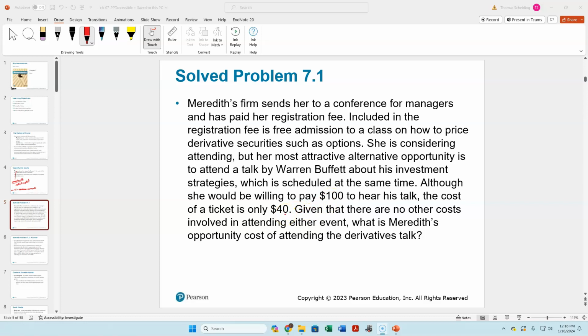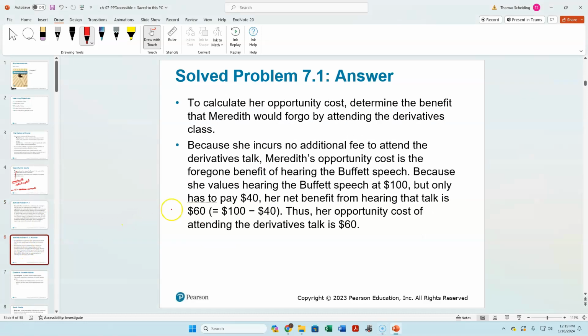that's paid by the firm, which would be $40. So the opportunity cost of attending that derivatives lecture is $60, that difference between the two, which I think the authors spell out here in this slide. They just spell out what I just said.